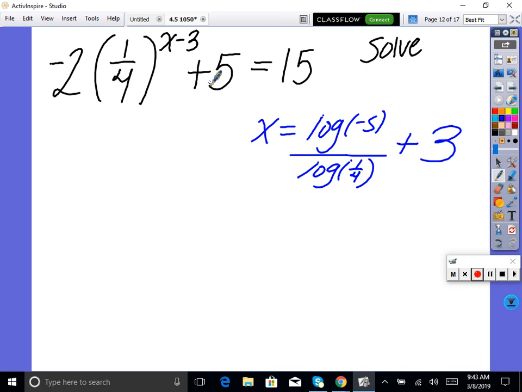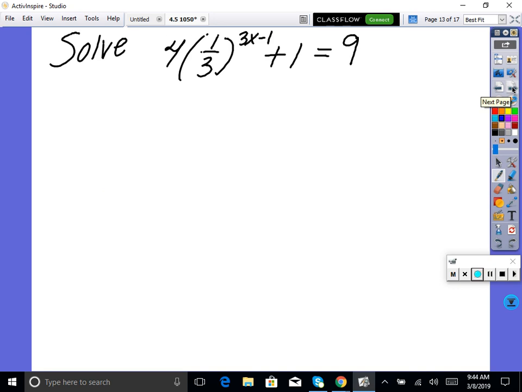But it can't be negative. True. So your answer is no solution. You can't do log of a negative, right, everybody? Okay, awesome. So another one like that is like this.